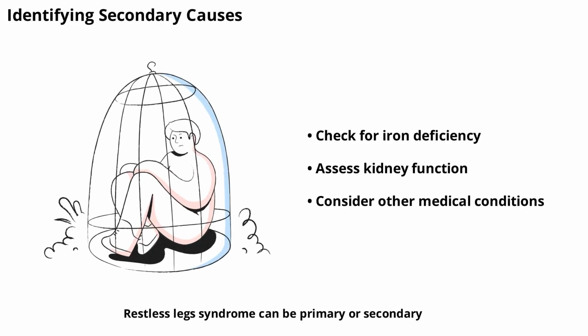Restless leg syndrome can be primary or secondary. Secondary RLS is often linked to other medical conditions, such as iron deficiency, anemia, or kidney problems. Doctors look for signs of these underlying issues by asking targeted questions and considering the patient's age, overall health, and recent lab results. Identifying secondary causes is crucial, as treating the underlying condition can sometimes resolve or improve RLS symptoms.